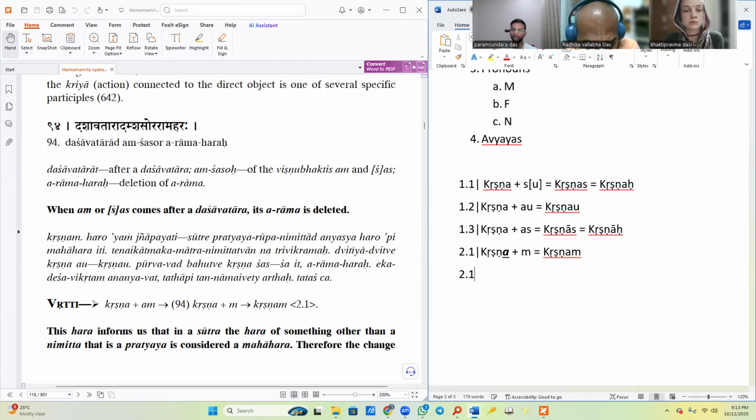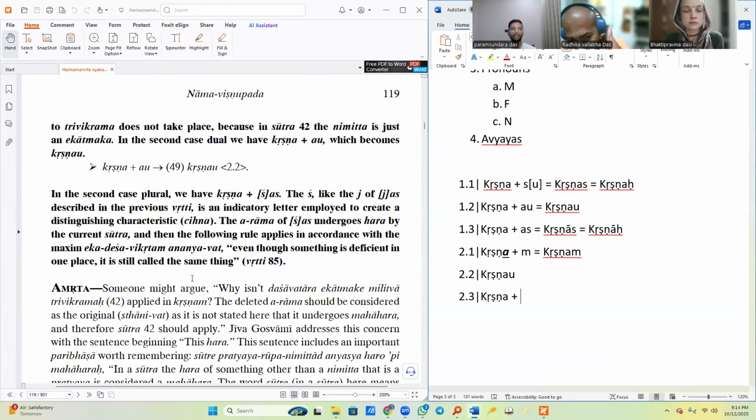2.2 is same like 1.2. So we get Krishna. So the Arama of the Vishnu Bhakti is deleted, based on 94 Sutra. Okay. This is really interesting, these formations. Yeah, and really helpful also. What is the next suffix? Au. No, au is done. Shas.